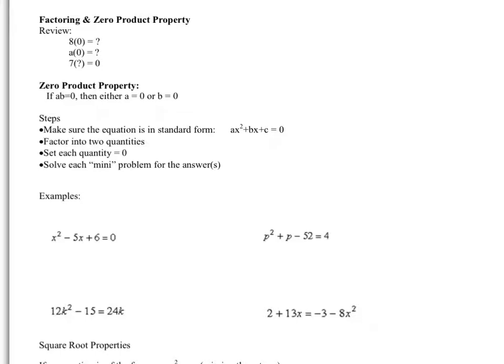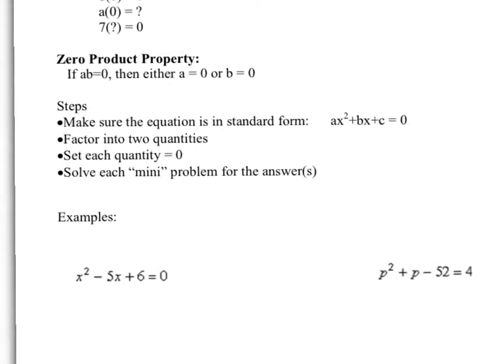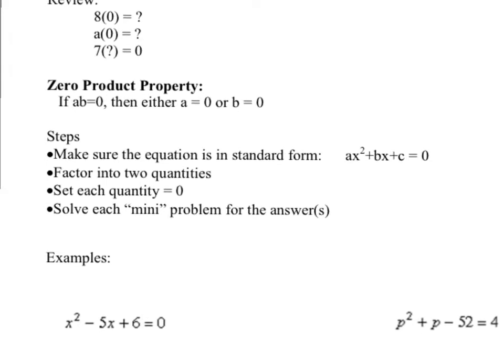Section 2, Video 3. Solving by factoring and zero product property. Now these go hand in hand because you cannot use the zero product property unless your term is factored. Once it's factored, you can use the zero product property. And the zero product property states that anything times 0 is equal to 0.